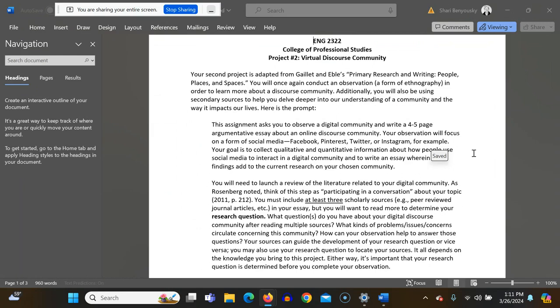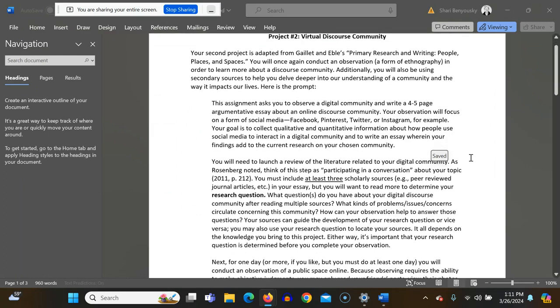So you're again observing a digital community, writing a 4 to 5 page argumentative essay about this online discourse community. Your observations focus on some sort of social media: Facebook, Pinterest, Twitter, Instagram, whatever you wish. You're collecting qualitative, so what's the quality of the information, and quantitative, how much, about how people use this social media, and then writing this essay about it. What is this thing? Why did they use it? What's the point of it? What do I get out of it?